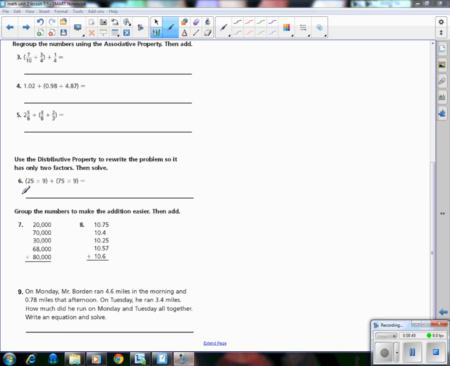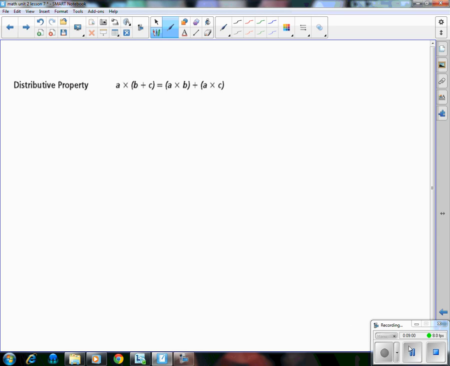Okay, guys, number 6 asks us to use the distributive property to rewrite the problem so it has only 2 factors. So let's take a look at the distributive property and what that is here. The distributive property states that when you multiply a number A by a group of numbers that are already added together, remember, because our parentheses says we do this first, so that says these two are already added together, you get the same answer as when you do each multiplication separately, which is what it shows on this side. A times B plus A times C.